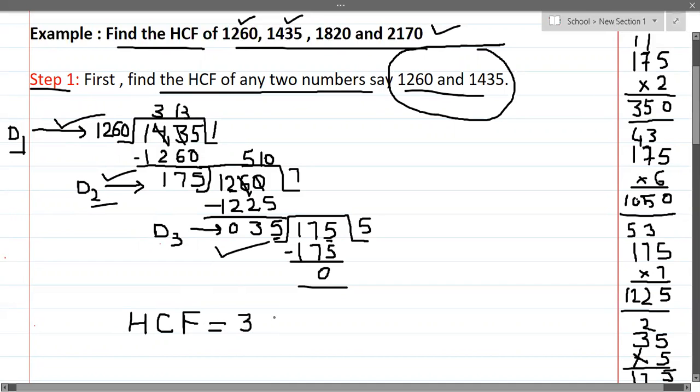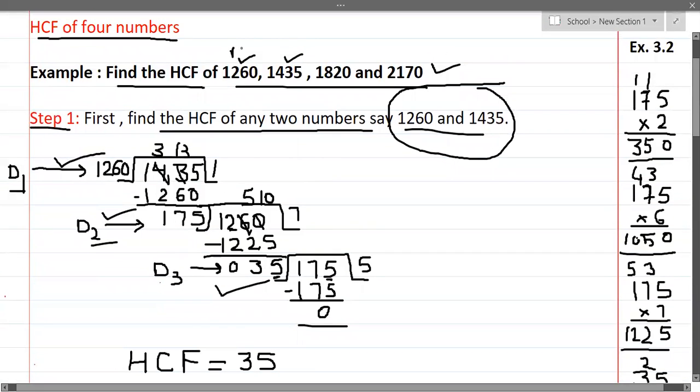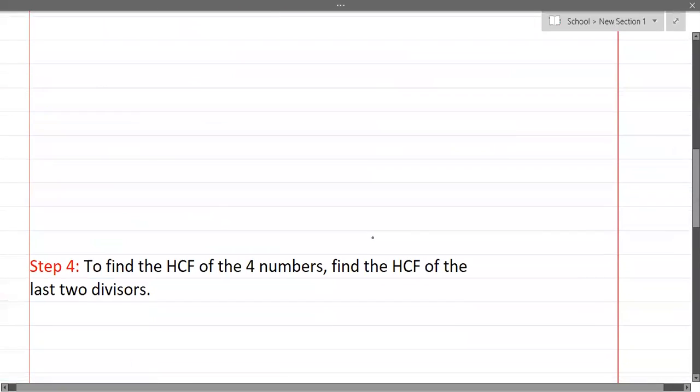Still, our problem is left to do. Now, come back to the question again. We are done with these two numbers, right? Now we will find the HCF of the other two numbers. After finding the HCF of the first two numbers, now we will find the HCF of another two numbers. This is your step 2, right?